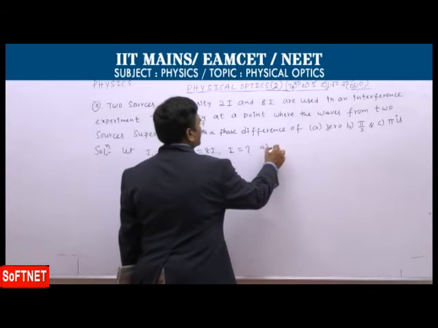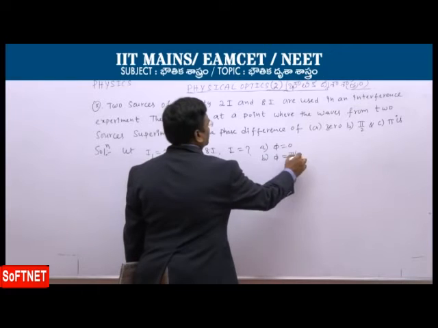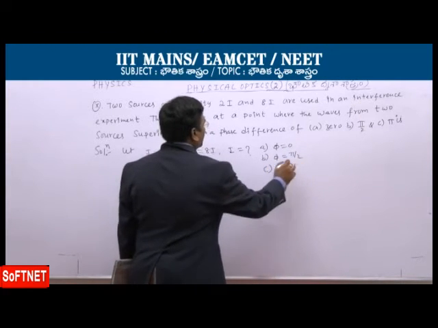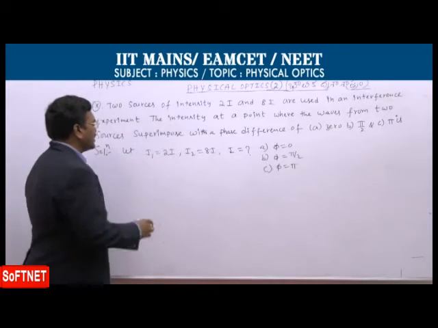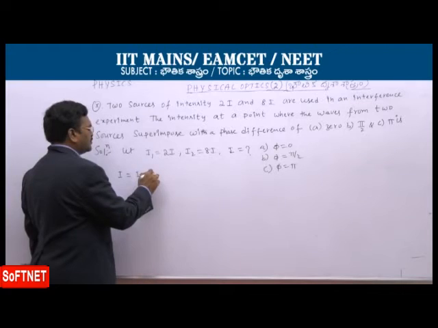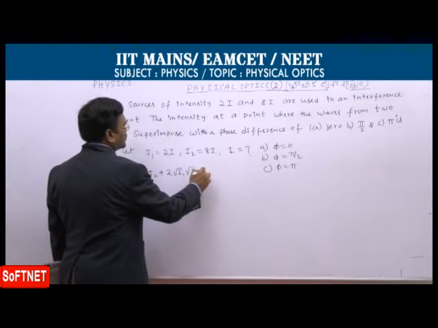First case, phase difference is 0. Second case, phase difference is pi by 2. Third case, phase difference is pi. What is the formula for resultant intensity? I is equal to I1 plus I2 plus 2 root I1 I2 cos phi.